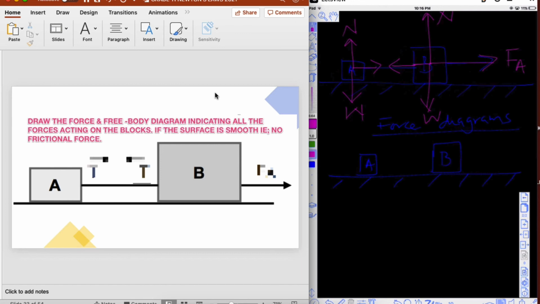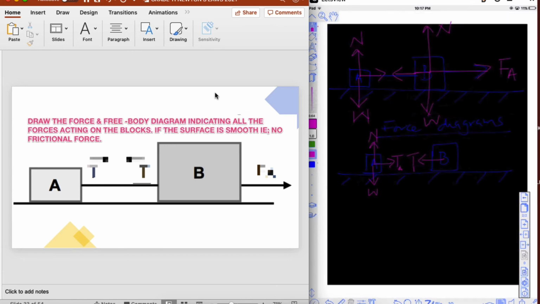So like we said, we're going to have our weight, normal force, and tensional force. At the same time here, we are going to have our tensional force. We can call this tensional force for A and tensional force for B. We also have our weight and our normal force and applied force. So this will be our force diagrams.